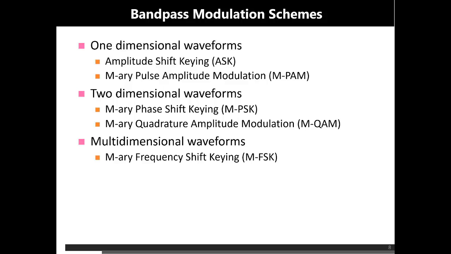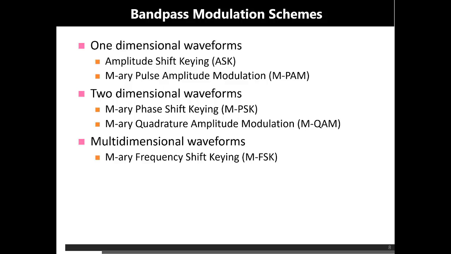So what is meant by these dimensions? They have a direct relationship with the number of basis functions that are mandatory for the generation of transmit pulses. One-dimensional waveform means those modulation schemes which require only one basis function for the generation of transmit pulses. Under this category, we have amplitude shift keying, which is ASK, and M-ary pulse amplitude modulation, which is M-PAM. We will see shortly how these modulation schemes are categorized into one-dimensional waveforms through the use of a single basis function.